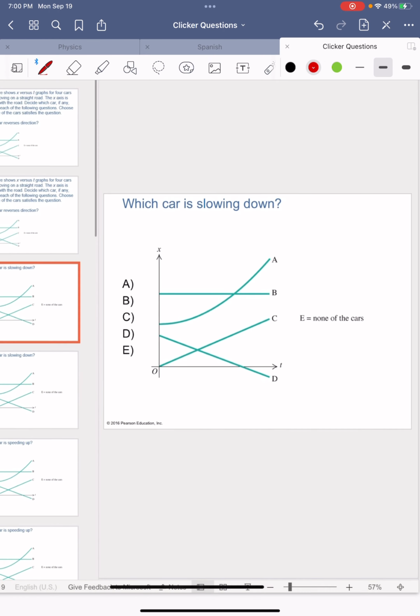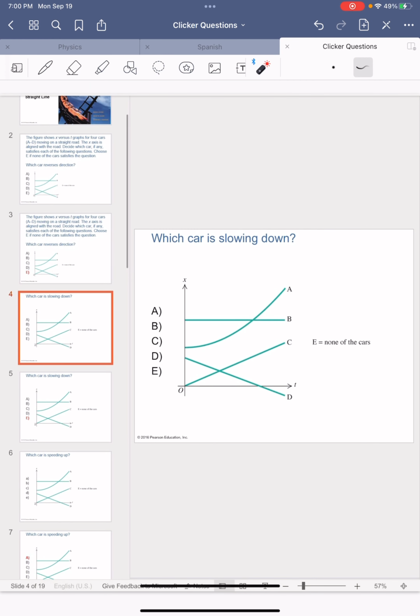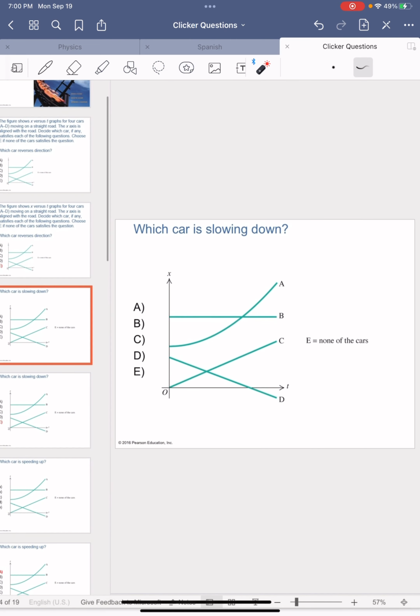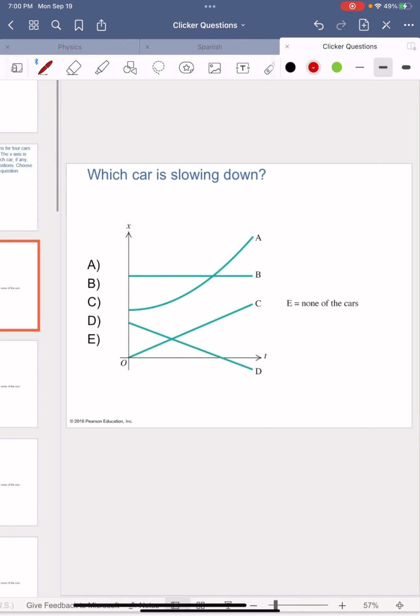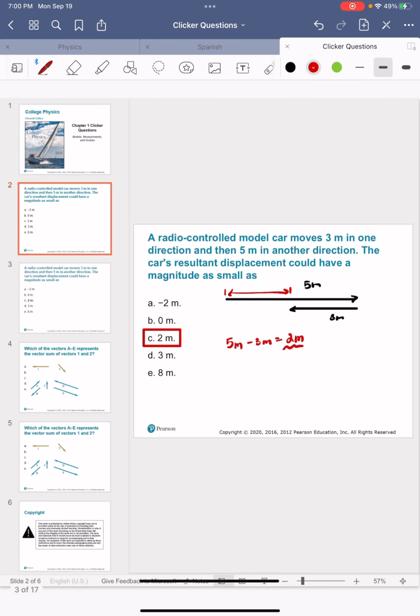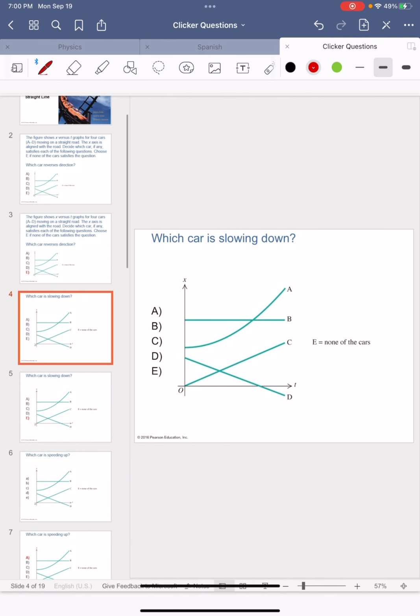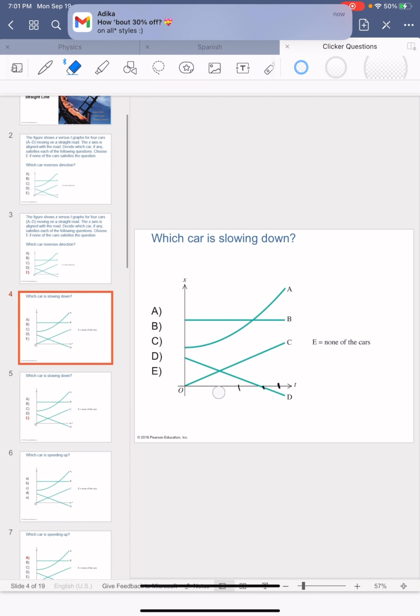Moving to the next question. I skipped this one because this is the answer. Let's move to the next question. Which car is slowing down? If we look at the picture, we can see that this car stays at the same position, let's say here is 5 meters. So each second the car stays at 5 meters. So it's not slowing down.